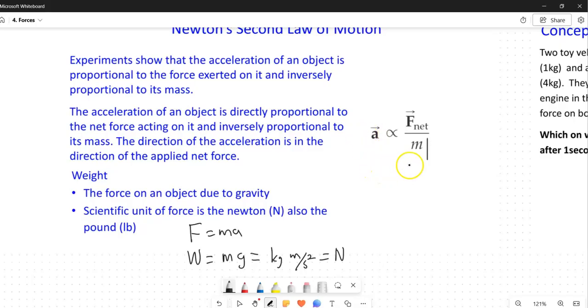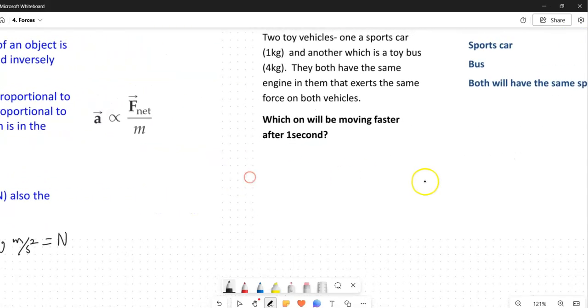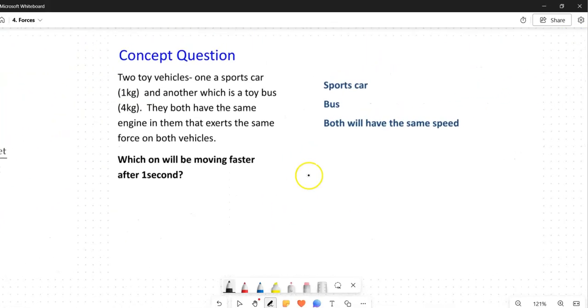So let's see how you've done. Two toy vehicles, a sports car and a toy bus, both have the same engine that exerts the same force. So they both floor it. Which one will be moving faster after 1 second? Go ahead and try to answer this question and pause the video now.